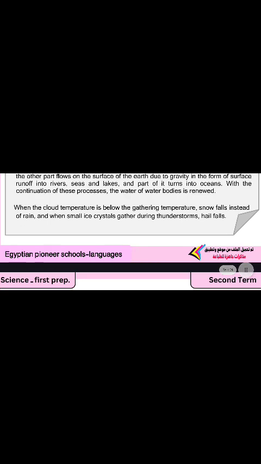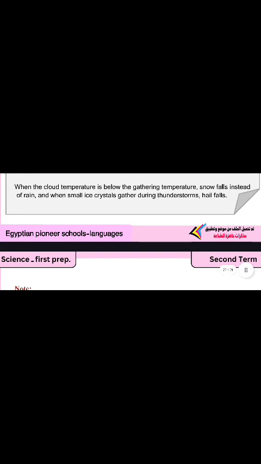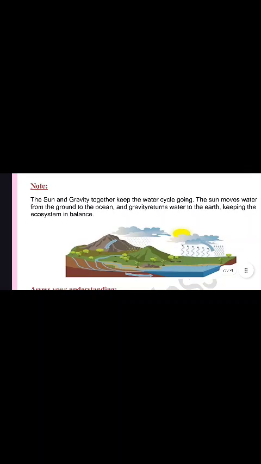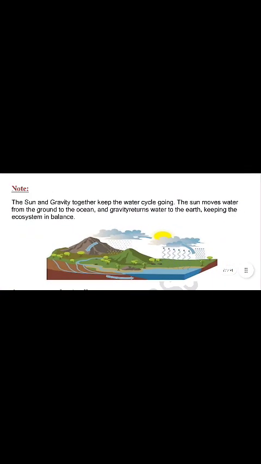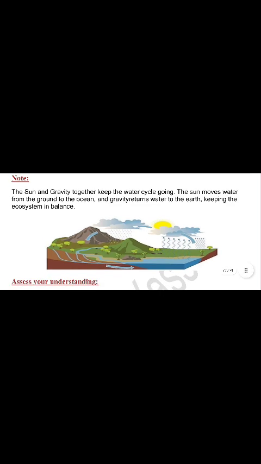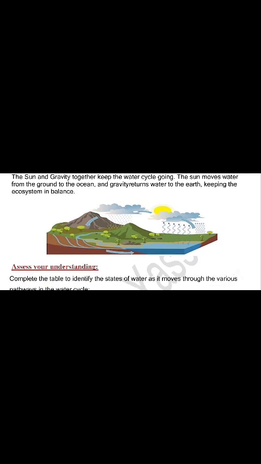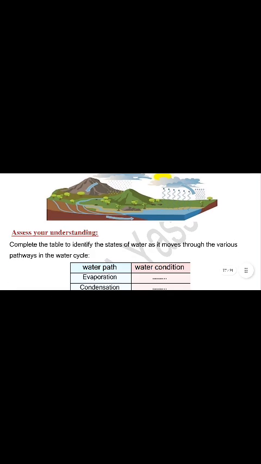When the cloud temperature is below freezing temperature, snow falls instead of rain. And when small ice crystals gather during a storm, hail falls. The sun and gravity together keep the water cycle going. The sun moves the water from the ground to the ocean, and gravity returns water back to earth, keeping them in balance, and that will keep the balance of the ecosystem.